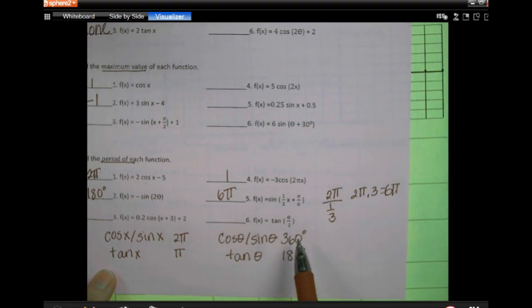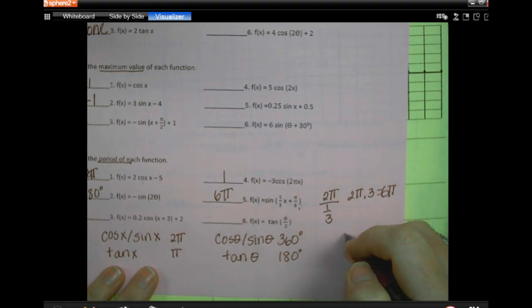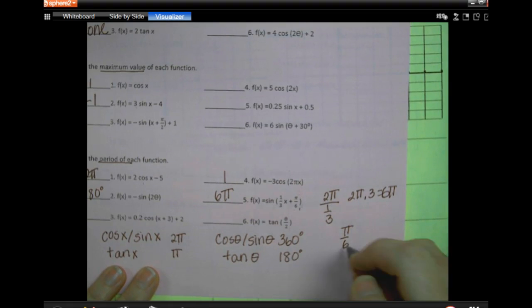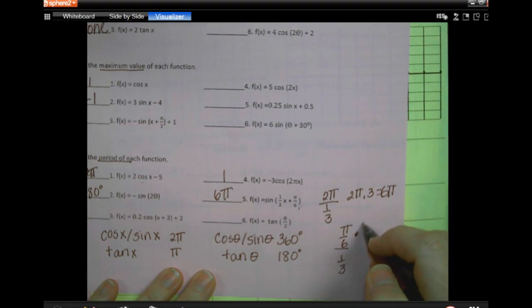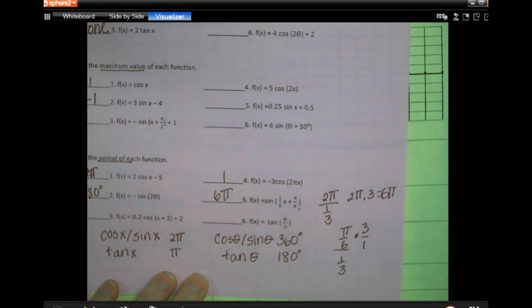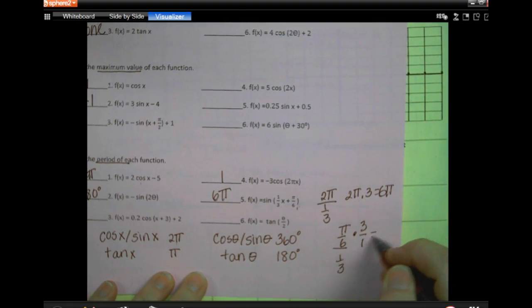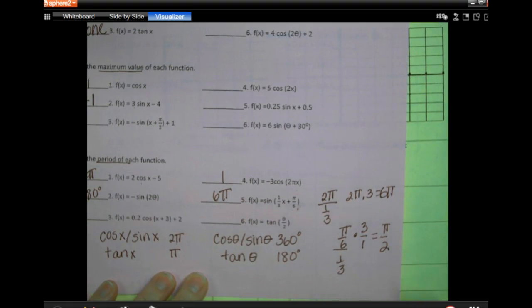Now, if I want to know the phase shift, so on number 5, I do want to know the phase shift. So if this is pi over 6, what do I have to do to figure out the phase shift here? Pi over 6 divided by 1/3, which becomes what? Becomes 3 over 1, right? So I have 3 pi over 6, which is pi over 2. And it's a negative pi over 2, right? Because the x's lie.